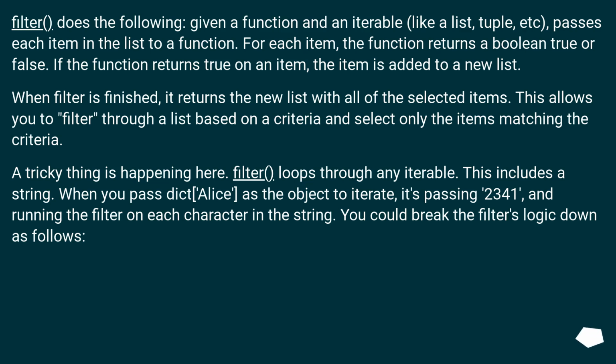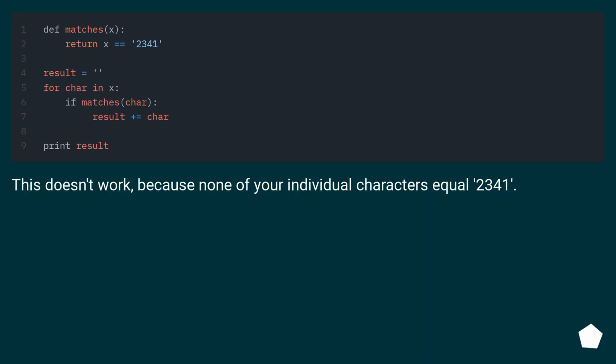A tricky thing is happening here. Filter loops through any iterable. This includes a string. When you pass the Alice entry as the object to iterate, it's passing 2341, and running the filter on each character in the string. You could break the filter's logic down as follows. This doesn't work, because none of your individual characters equal 2341.